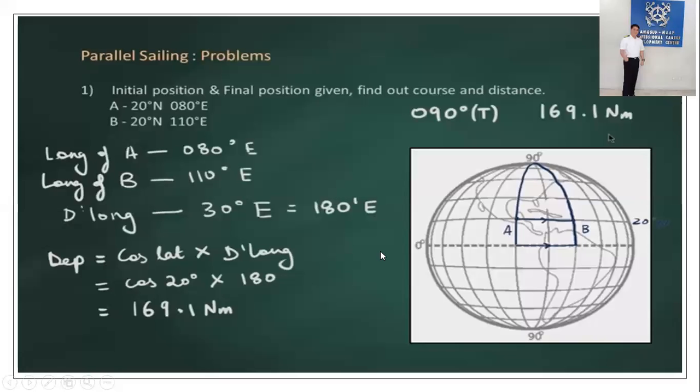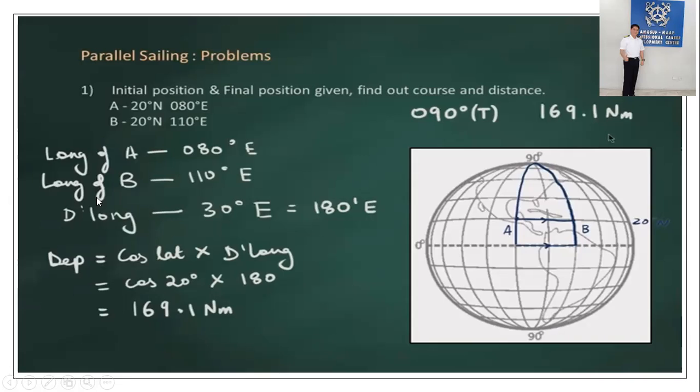Now we have this same problem. What will be required is finding the course and the distance with parallel sailing and also with plain sailing, and also finding the arrival latitude and the arrival longitude. So first, let's find the course and distance, given the departure coordinates and the arrival coordinates. So we have our longitude A. If you can see, they are both the same latitude, 20 degrees north, but different longitude.